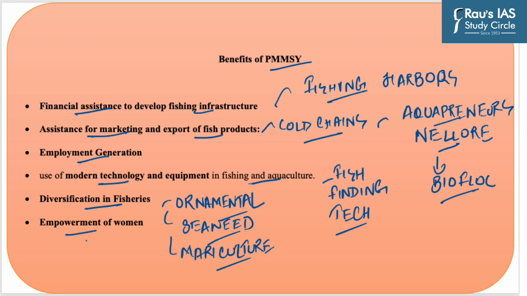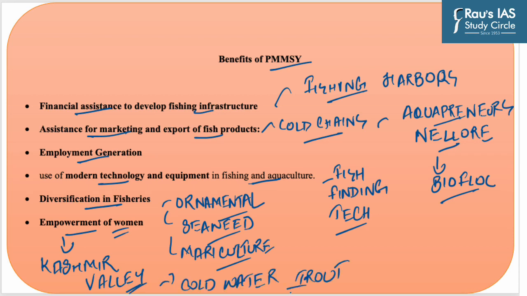Next is empowerment of women. The scheme emphasizes the participation of women in the fisheries sector, providing them with training and financial support for their active involvement in various activities. For example, women entrepreneurs from Kashmir Valley are efficiently rearing cold water trout using a recirculatory aquaculture system. So these are the benefits of Pradhan Mantri Matsya Sampada Yojana.